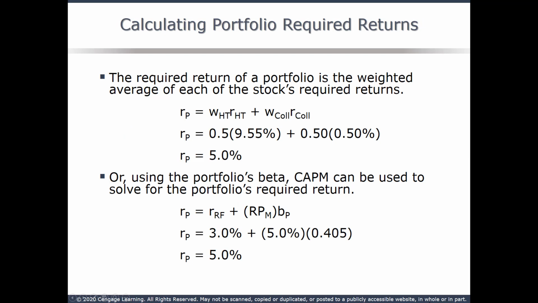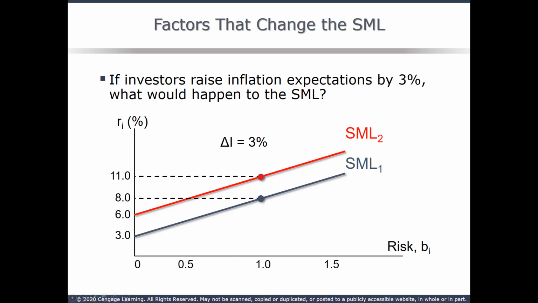We can find the required return on our portfolio in two ways. First, the required return of the portfolio is a weighted average of the required returns on the two assets. Since it's 50-50, it's a simple average. Or we can use the portfolio beta in the CAPM equation. Same answer either way. The security market line is not static.